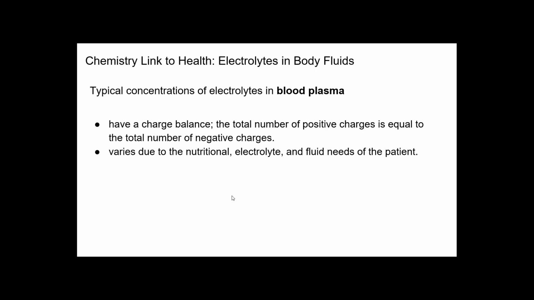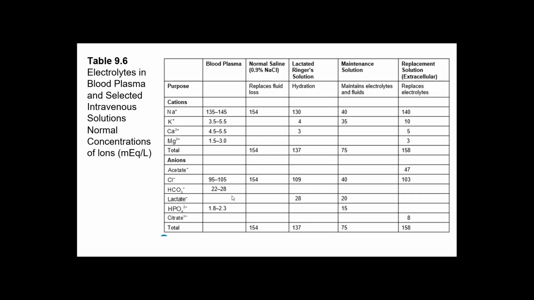Okay, so here's something in chemistry related to health, about blood plasma. The typical concentration of electrolytes in blood plasma has a charge balance. The total number of positive charges is equal to the total number of negative charges, which is exactly what we've been discussing this whole time. It varies due to the nutritional, electrolyte, and fluid needs of the patient. And here's a chart that you can look over. You have your cations, you have your anions, and it gives you some numbers so you can go over this if you choose to.